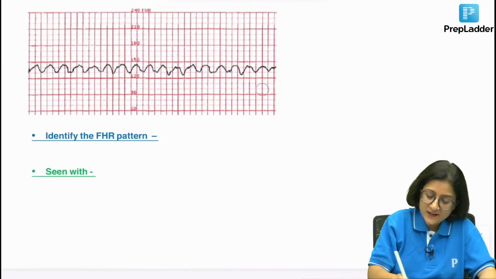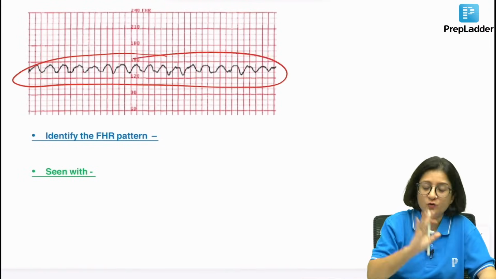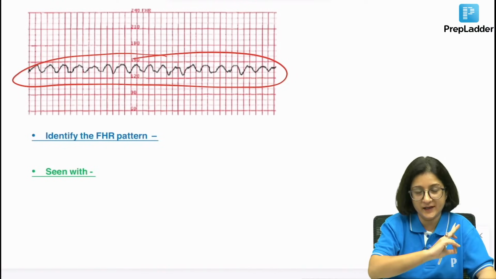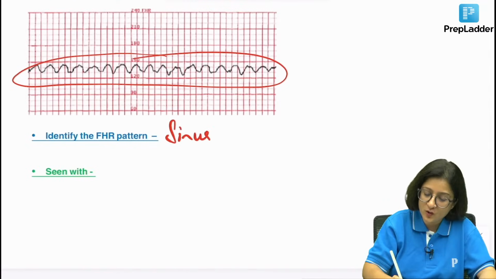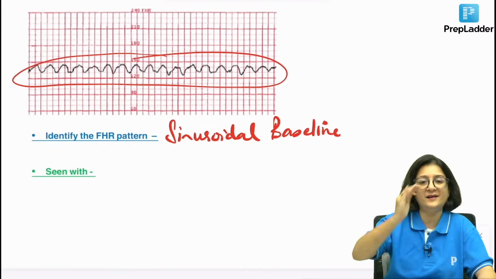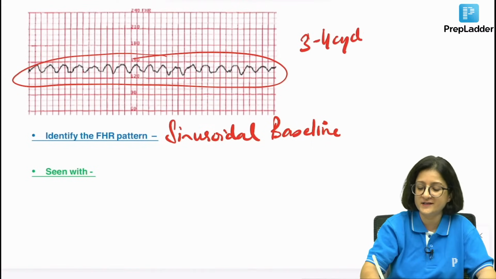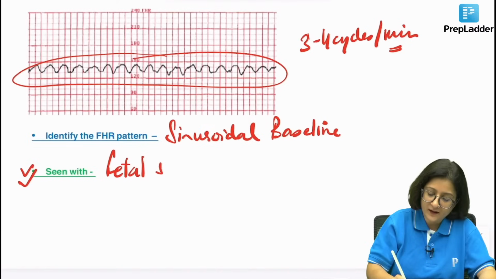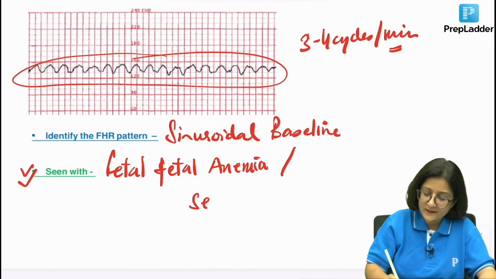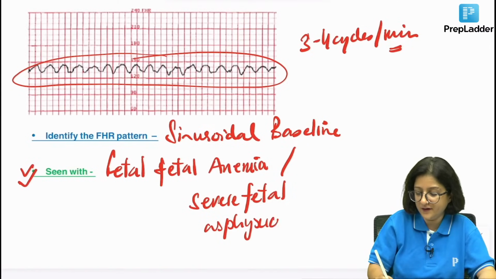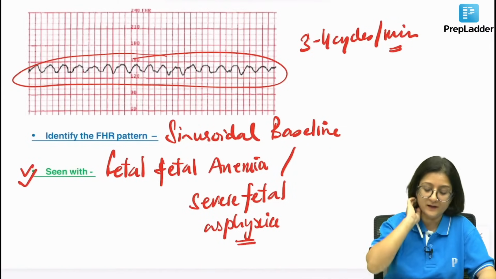Now here you see that there is no beat to beat variability. It's not the baseline that you see normally, which we saw first in the reactive NST. This is sinusoidal baseline. There is a typical sine wave pattern of about 3 to 4 cycles per minute, right? And it is seen with severe fetal anemia or severe fetal asphyxia. So this is definitely not normal.